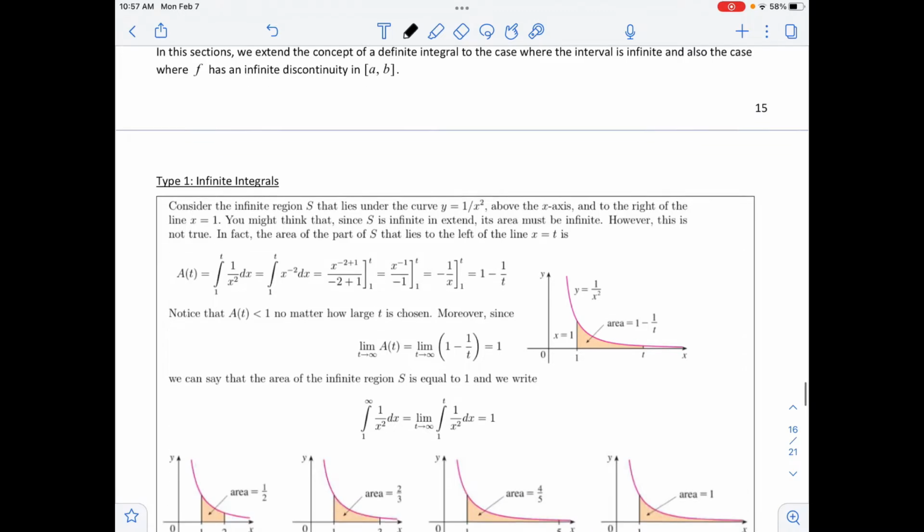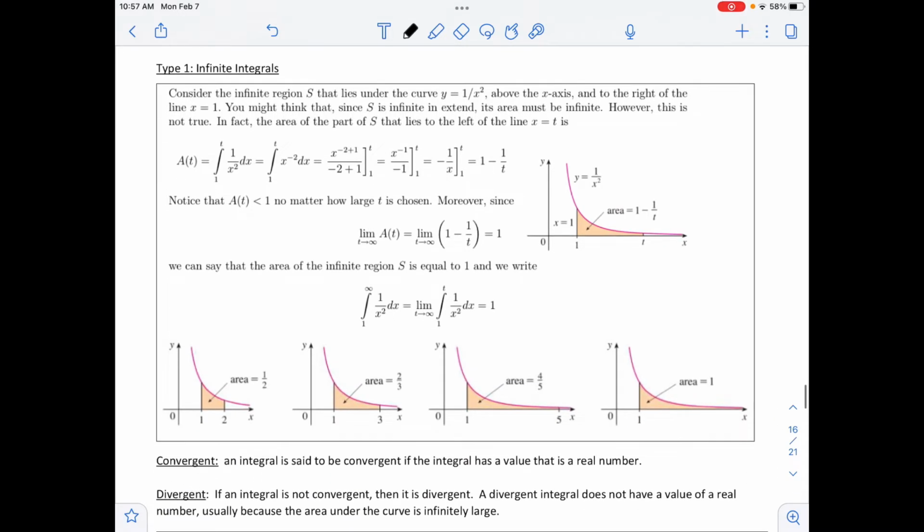So the first type that we have is an infinite integral, and it says to consider the infinite region S that lies under the curve y equals 1 over x squared above the x-axis and to the right of the line x equals 1. You might think that since S is infinite, the area must be infinite. However, this is not true.